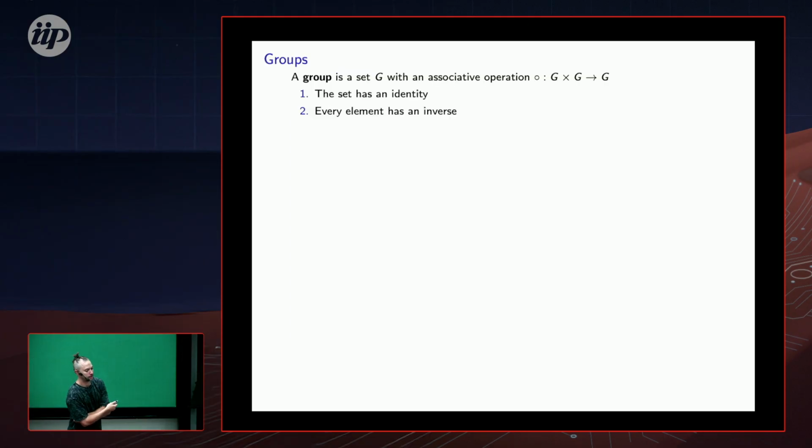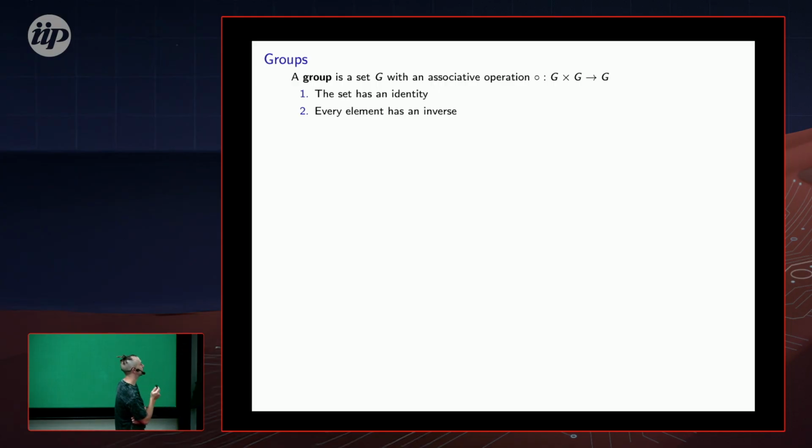So to begin, let's define a group as a set G with an associative operation circ that takes two elements of the set and produces a new one. Again, the operation is associative, so it doesn't matter if I have to combine three elements, I can combine the first two and then the third, or the second two and then the first one.